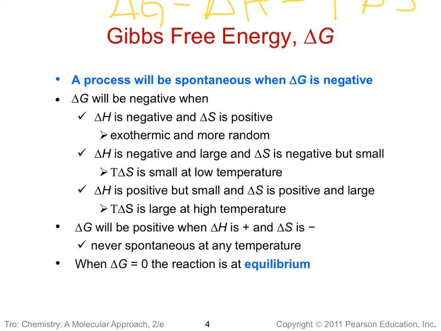So delta G is always positive when delta H is positive and delta S is negative. It's never ever going to be spontaneous at any temperature. The rest of these are temperature dependent except for the very first one. When delta G is zero, the reaction is at equilibrium. That'll come into play later.